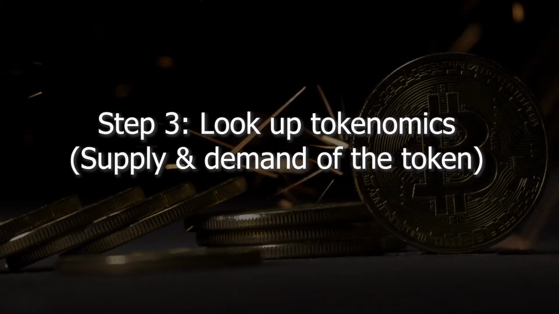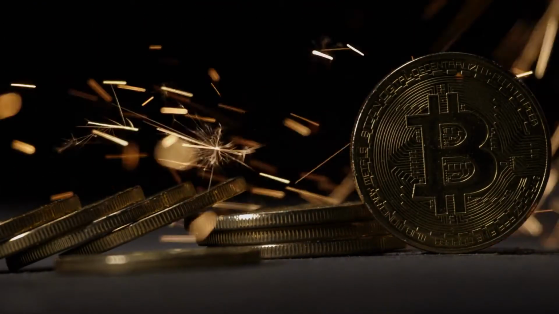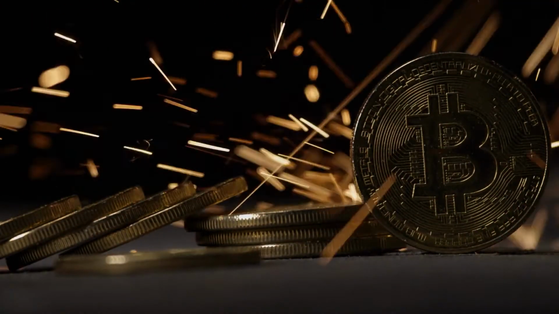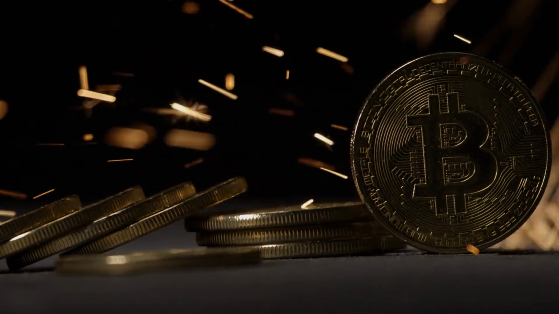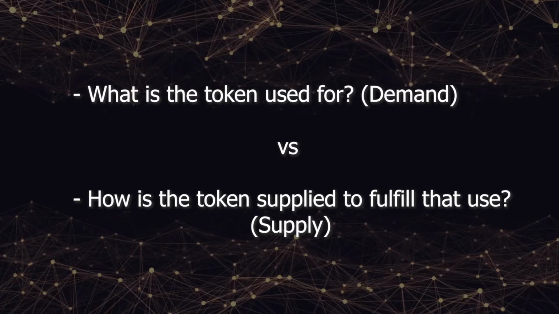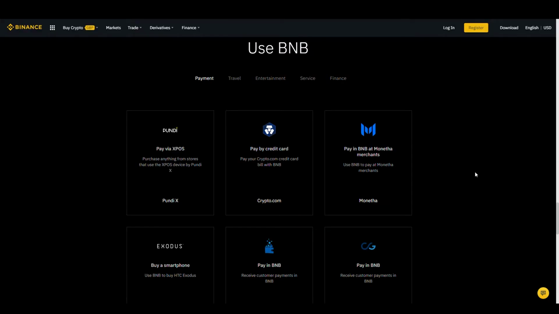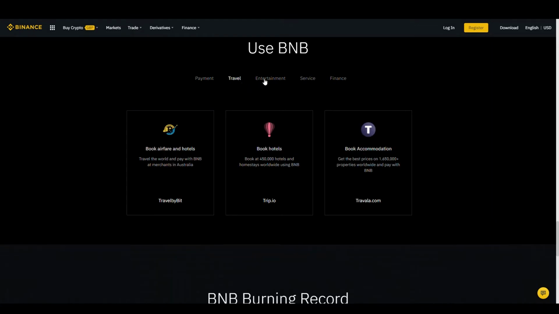Okay, step number 3. While you're reading the white paper, you also want to check out the tokenomics. So, what is the token actually used for? Is there any utility for the token? For example, like Binance token is used for reducing fees on the Binance exchange. So just look through the white paper.